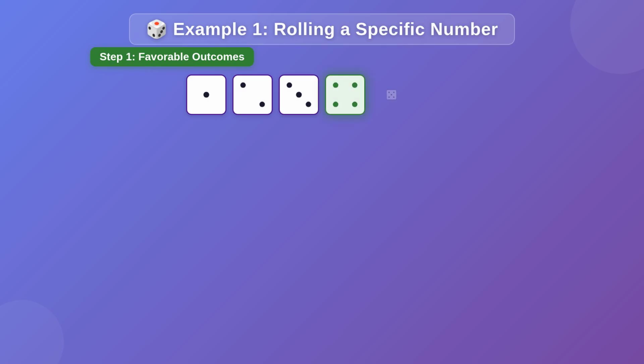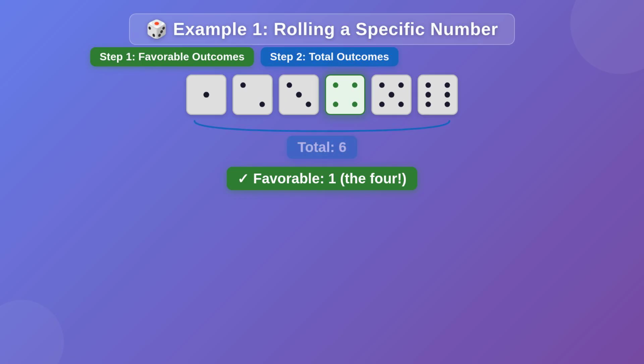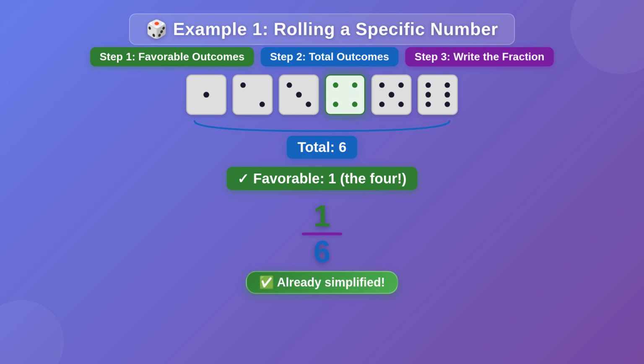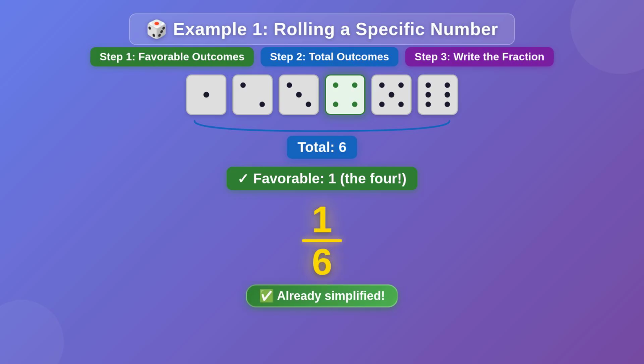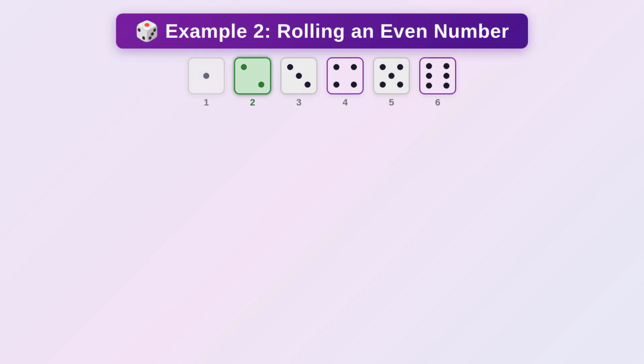All right, let's solve Maya's original question. What is the probability of rolling a 4 on a six-sided die? Step 1. Identify favorable outcomes. There's exactly 1 four on the die, so favorable outcomes equals 1. Step 2. Count total outcomes. The die has 6 faces, so total outcomes equal 6. Step 3. Write the fraction, 1/6. That fraction is already in simplest form, since 1 and 6 share no common factors. So the probability of rolling a 4 is 1 out of 6. Maya's got her answer, and now you do too.